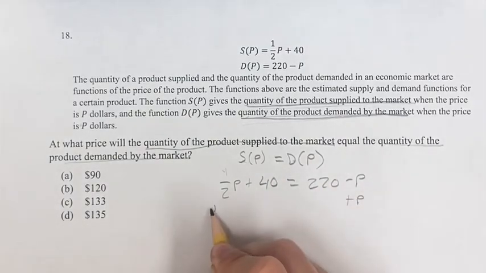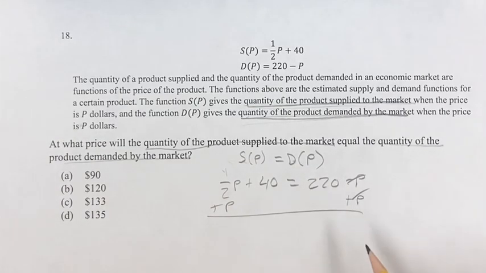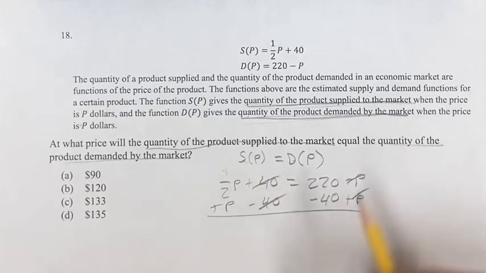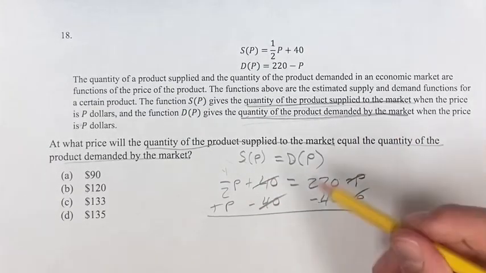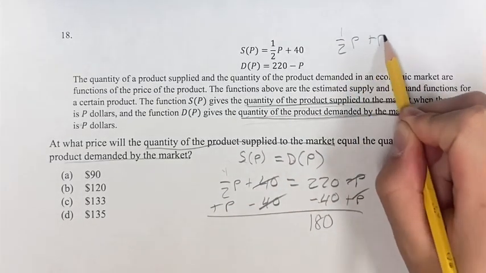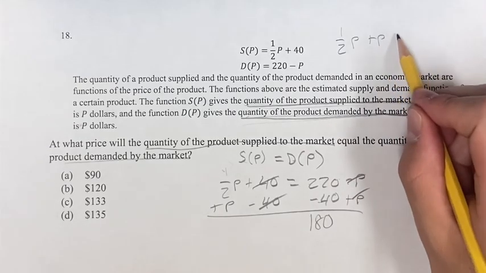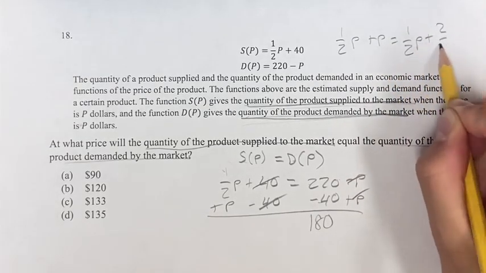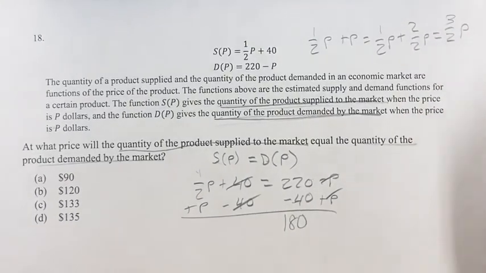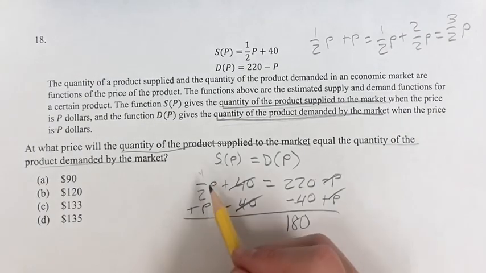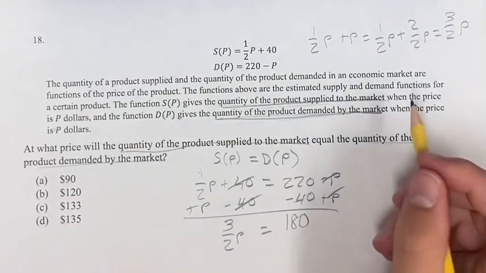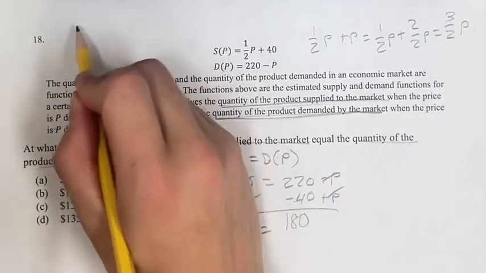Adding P to both sides, these cancel, and we can subtract 40 to get all the numbers on the other side. These cancel. On this side, we're left with 220 minus 40, which is 180. Over here, we have 1/2 P plus P, and 1P is the same as 2/2 P. So we have 1/2 P plus 2/2 P, which is equal to 3/2 P. Move that over so you can see it a little bit. So 1/2 P plus P is 3/2 P. So 3/2 P equals 180.